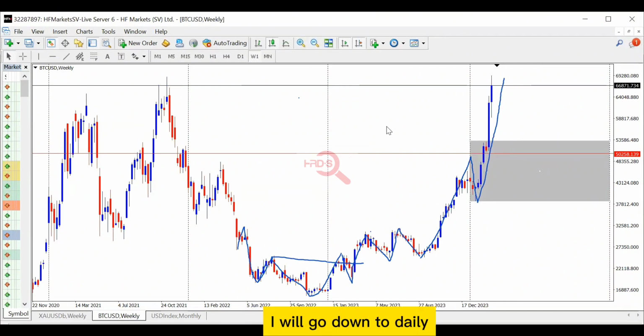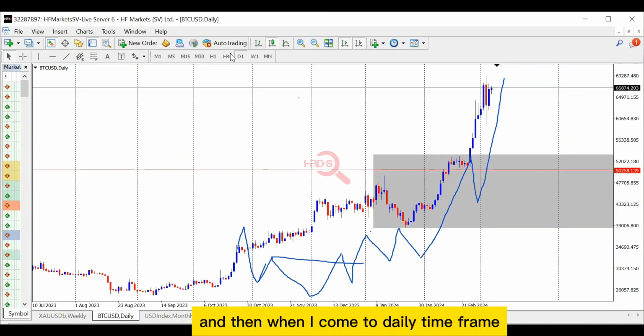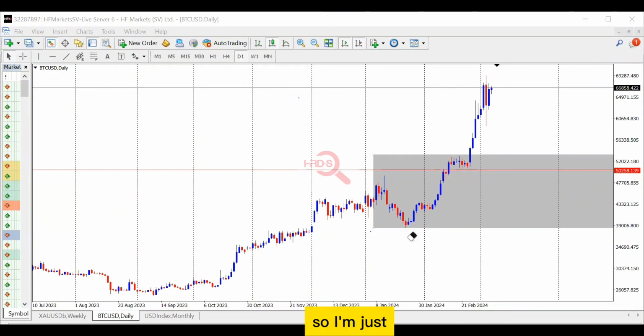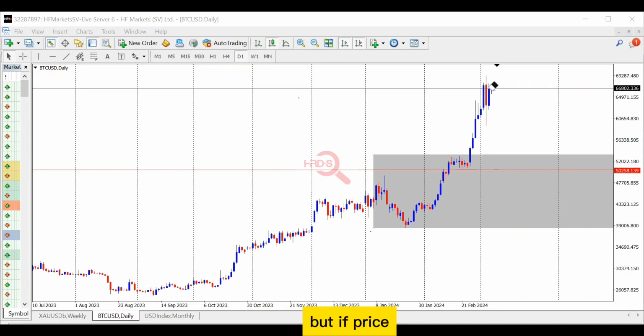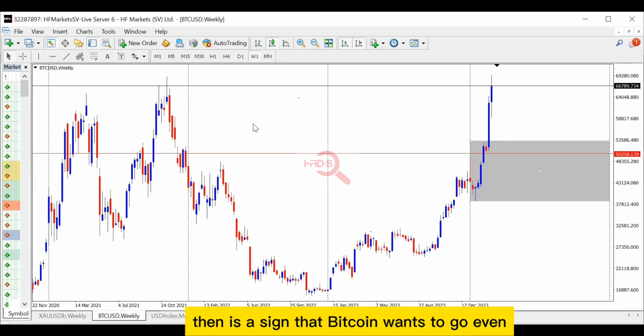What do I do? I will go down to the daily time frame. And then when I come to the daily time frame, I will just fold my hands and wait. So I'm just waiting for price to come here. And then when price comes here, I will wait for it to show me that the bulls, the investors are interested again, and then we move. All right. But if price should go below this previous weekly low, then it is a sign. If price goes below here, then it is a sign that Bitcoin wants to go even further.